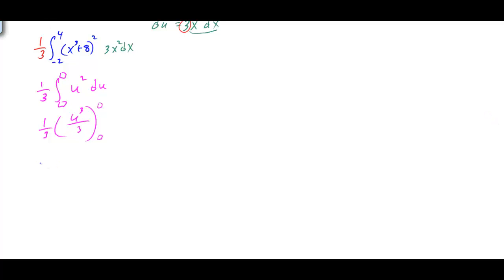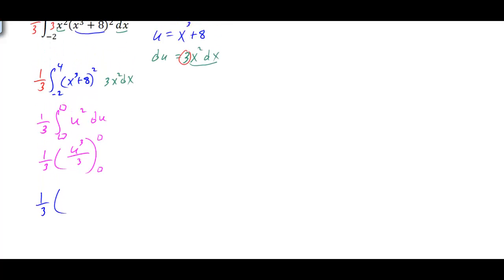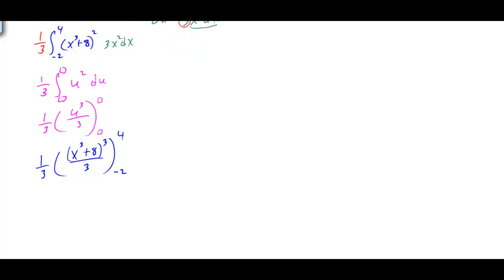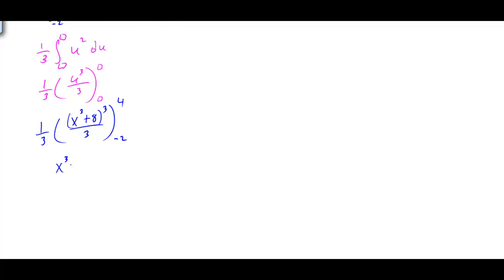But now I want to resubstitute this back in terms of x. So we would have 1/3 multiplied by our u, and our u is x cubed plus 8. So x cubed plus 8, quantity cubed over 3. Now, at this point, I can think of this as plugging in our limits, where we would evaluate this from -2 to 4. So we could simplify this a little bit and make it x cubed plus 8 cubed over 9, from -2 to 4.